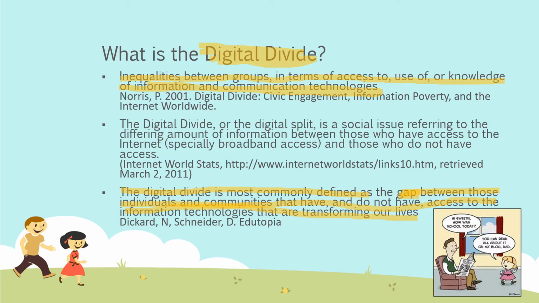Okay, so I love this definition because it's easy to understand. The whole thing is about the gap. Okay, it's about the gap between those who can use the technologies and those who cannot use the technologies.